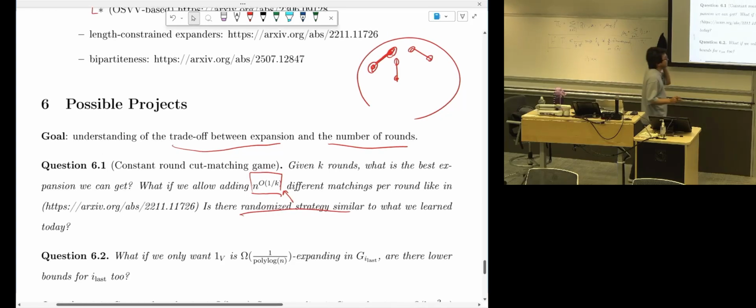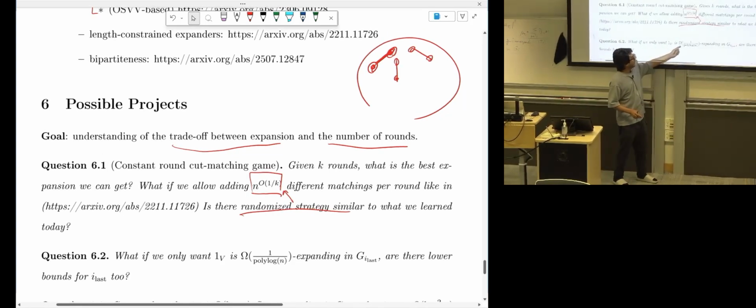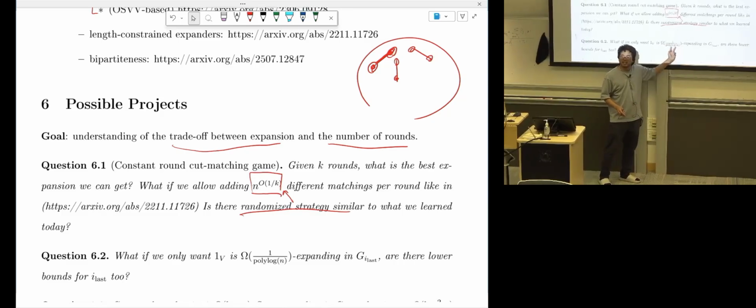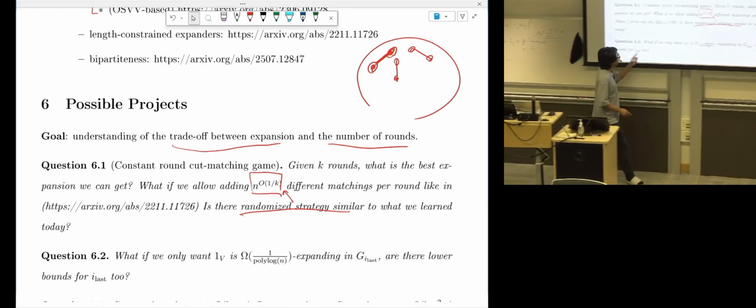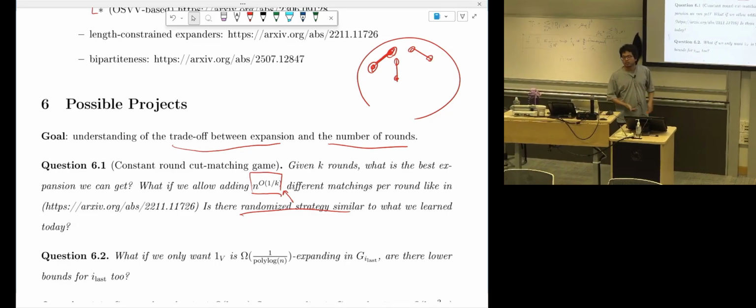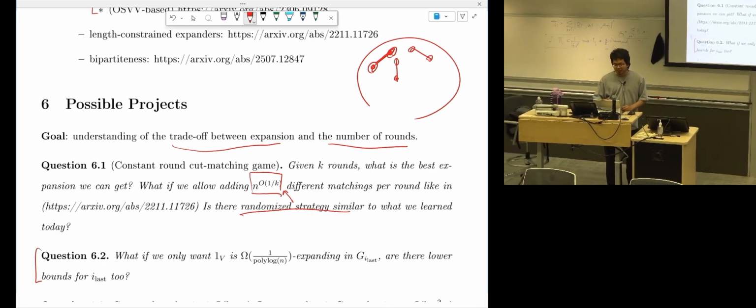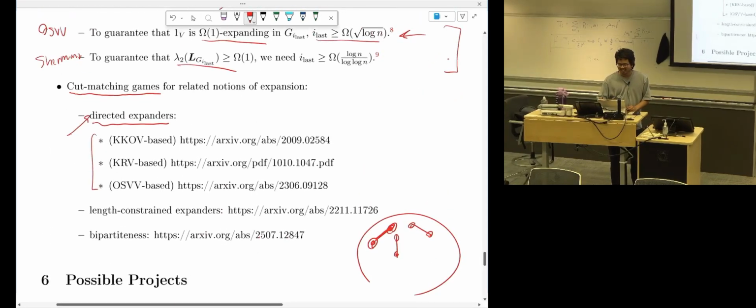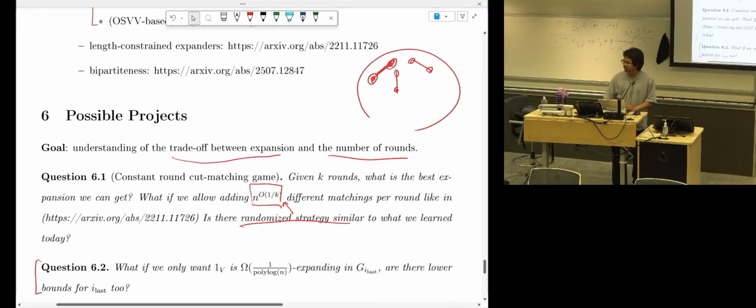The second question is just what I asked: what if we just want it to be 1 over polylog expanding instead of constant expanding? Does the lower bound apply? Can we improve it to square root log rounds or even constant rounds? This is a good question. To understand this, it will require you to read the lower bound paper and see if you can extend it, or how strong this lower bound is. If it's constant rounds, can the graph even be connected?